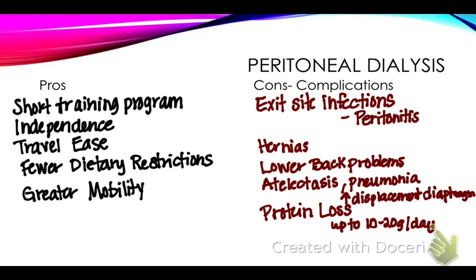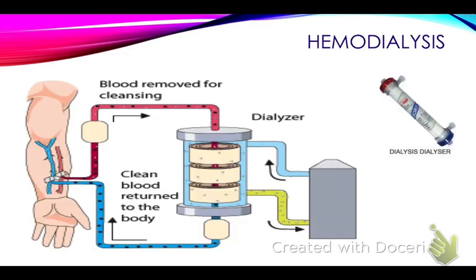Protein loss. So with peritoneal, they can lose up to 10 to 20 grams a day, hence the reason they can have a little bit more protein on peritoneal versus hemodialysis.